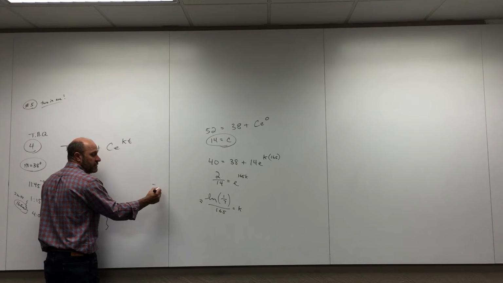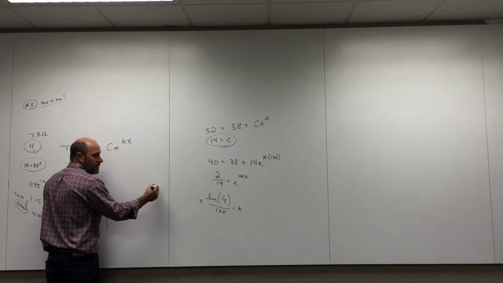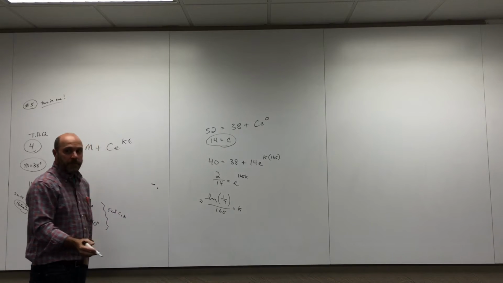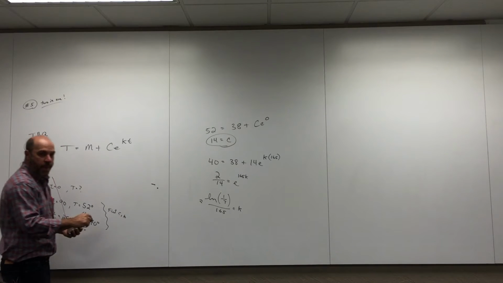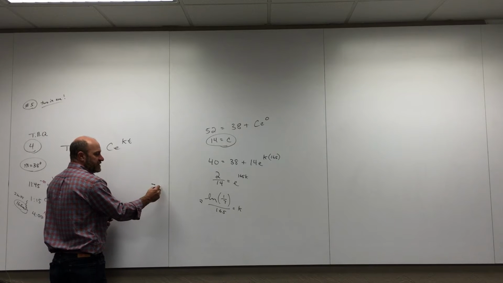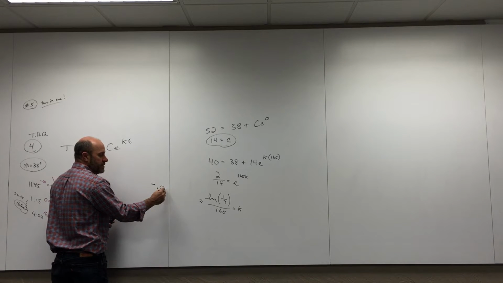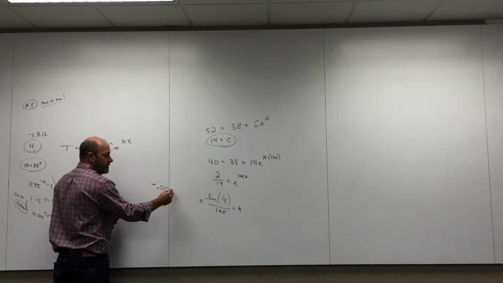Negative point. It's small as hell, ain't it? Negative point. Negative 0.011. Negative point 0. 0. 1.